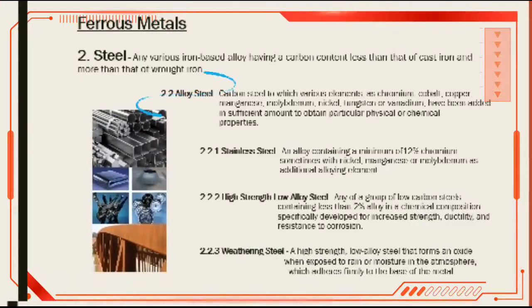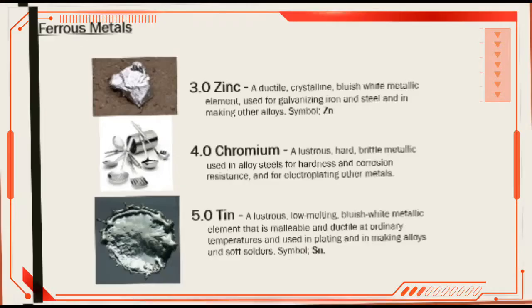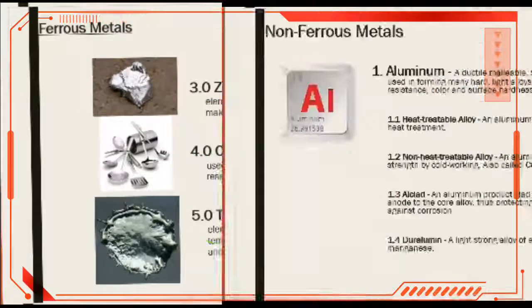Now let's talk about alloy steel. Carbon steel to which various elements such as chromium, cobalt, copper, manganese, molybdenum, nickel, tungsten, or vanadium have been added in sufficient amount to obtain particular physical or chemical properties. Under alloy steel is stainless steel. We also have high strength, low alloy steel, weathering steel. Now we have zinc, chromium, tin.